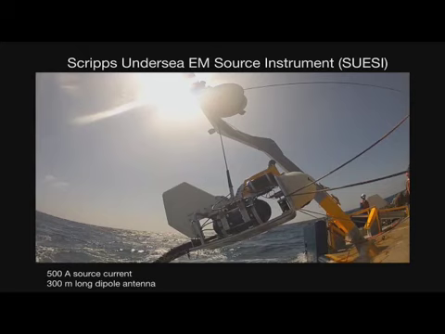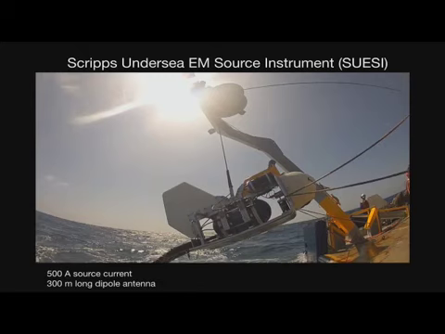Then we have some switching circuitry, which basically generates the waveform that we want to transmit across the electrodes. And then we have an antenna here where there's two cables going out to an electrode. One electrode is close to the transmitter, and the other electrode is actually 300 meters away. So we've got this 300 meter long antenna that we're towing right above the seabed.